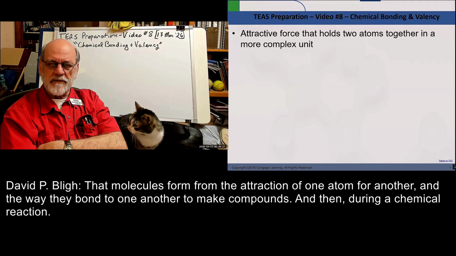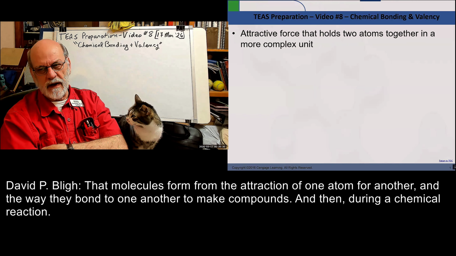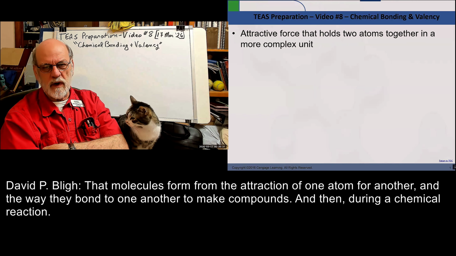Well, that discussion has been going on for a couple of centuries. Once it was realized after Dalton's atomic theory that molecules form from the attraction of one atom for another, and the way they bond to one another to make compounds. And then during a chemical reaction, the atoms just swap partners. The discussion from then on has been in terms of what is the force, what is the bond that holds atoms together.